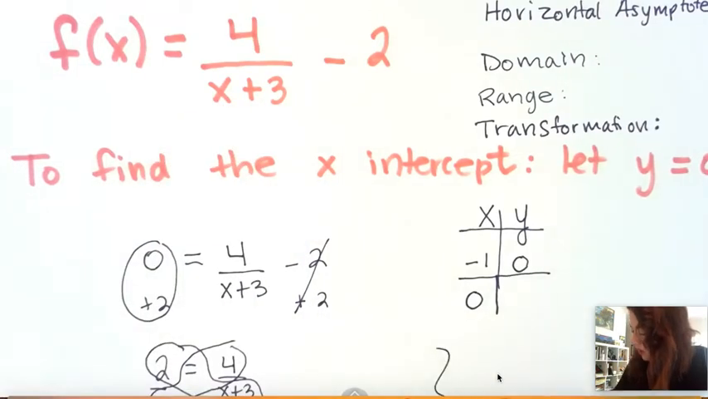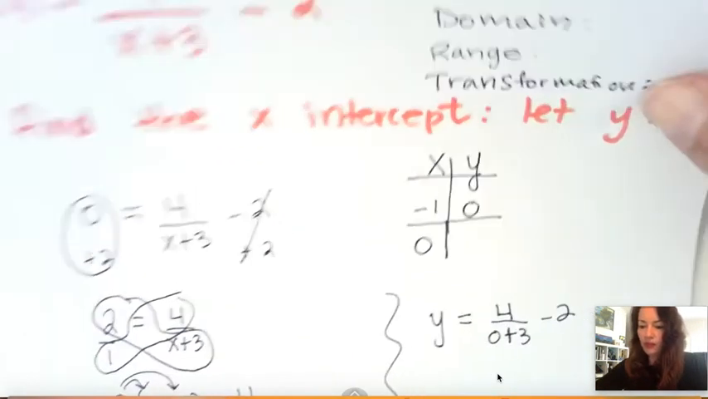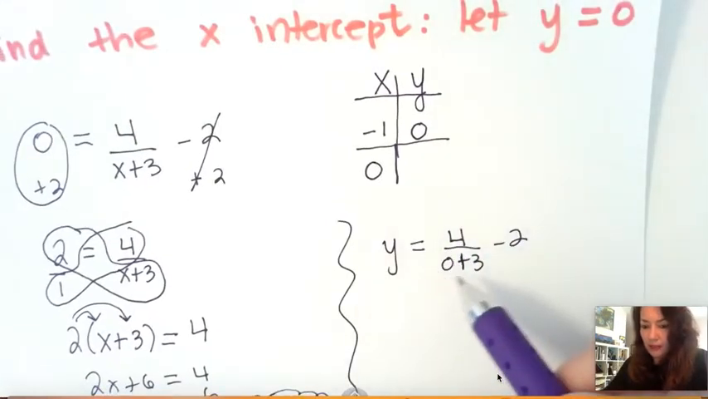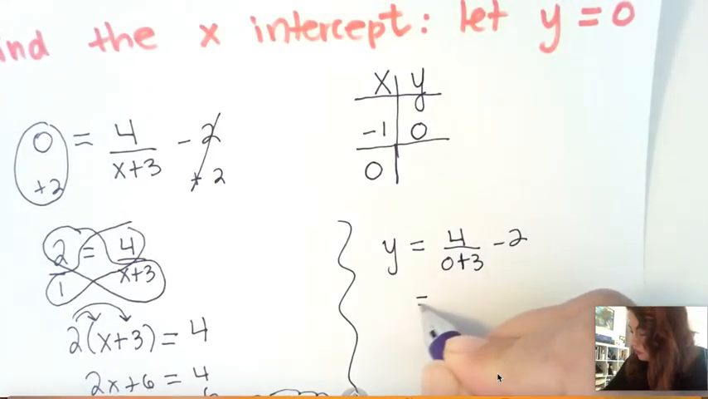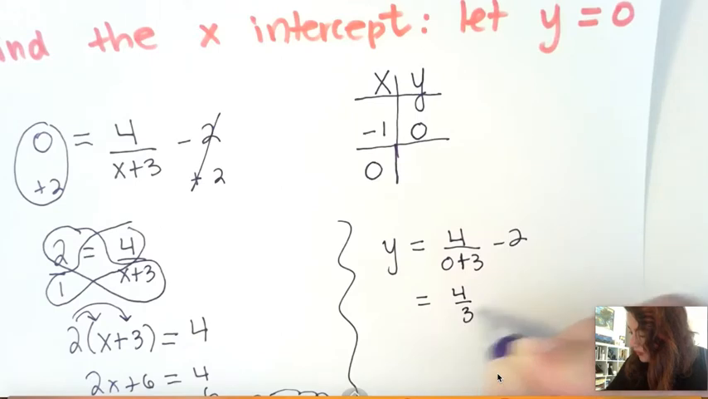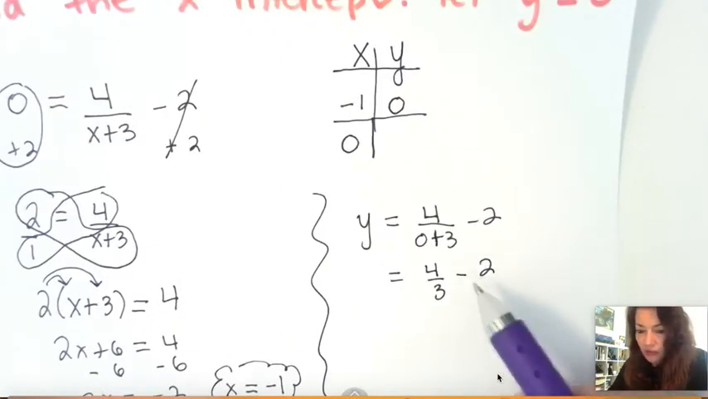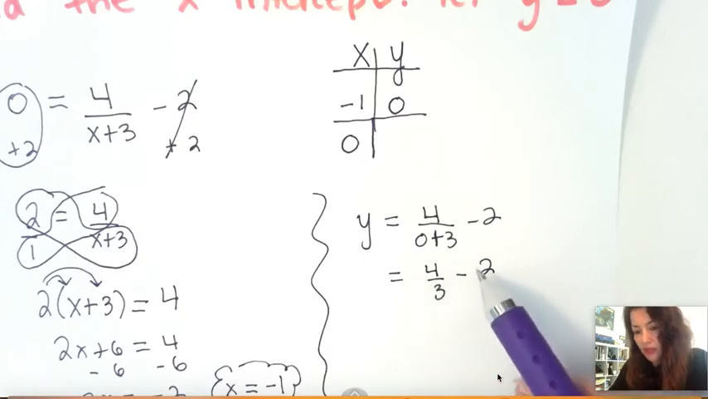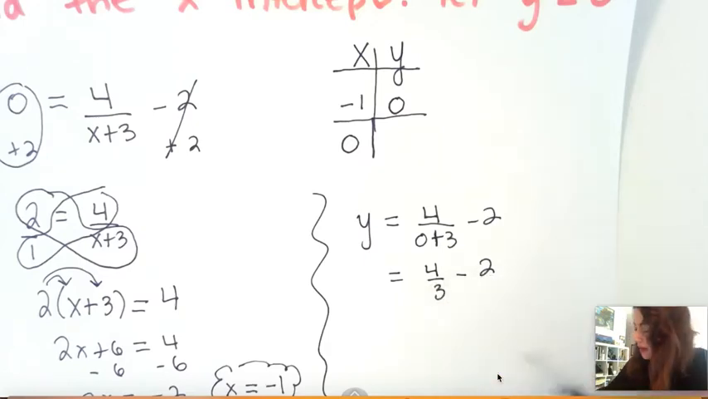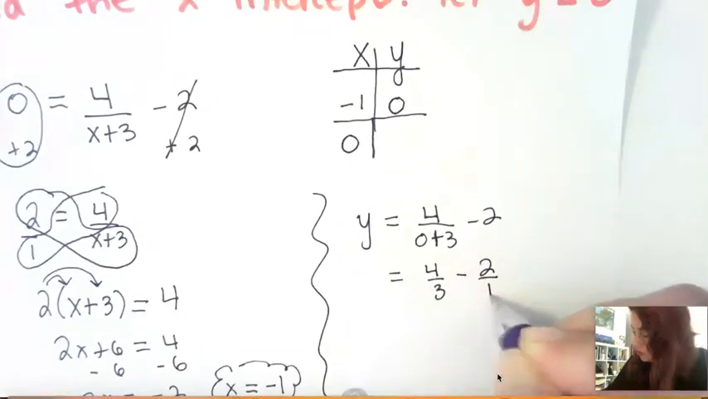So when we find our y-intercept, we're going to say y equals 4 over 0 plus 3 minus 2. And then we're just going to go ahead and simplify that. That is equal to 4 over 3 minus 2. Now, I don't mind if you use a calculator to find this out, but you can easily just convert the 2 into a fraction. So this is the same as 2 over 1.